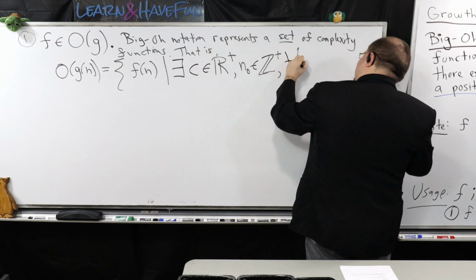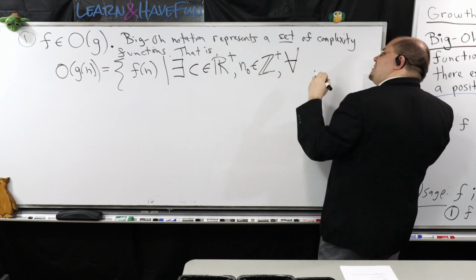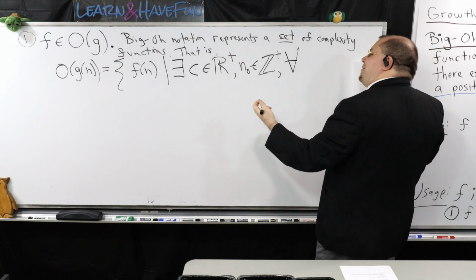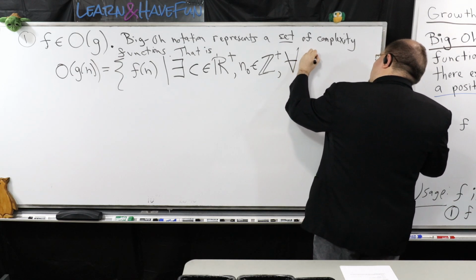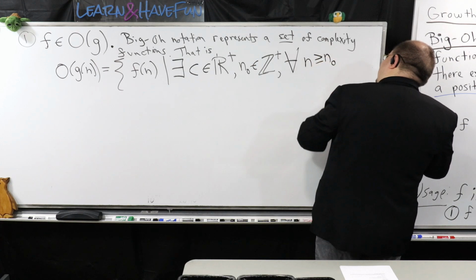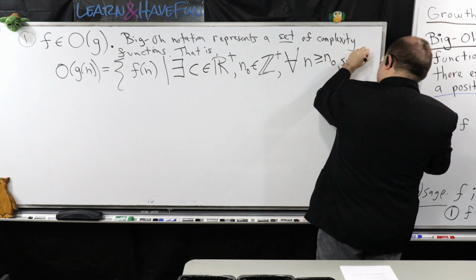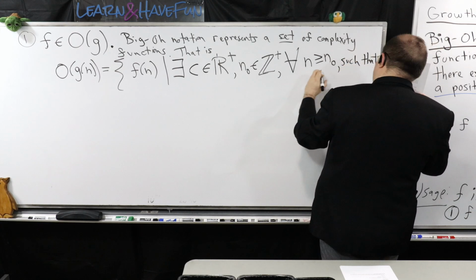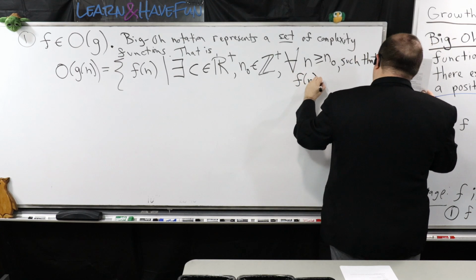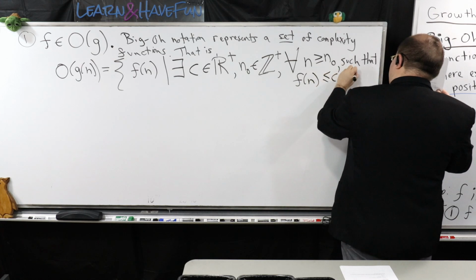For all, now this right here represents for all. It's an upside down A. For all n greater or equal to n0, such that f of n is less than or equal to c times g of n.